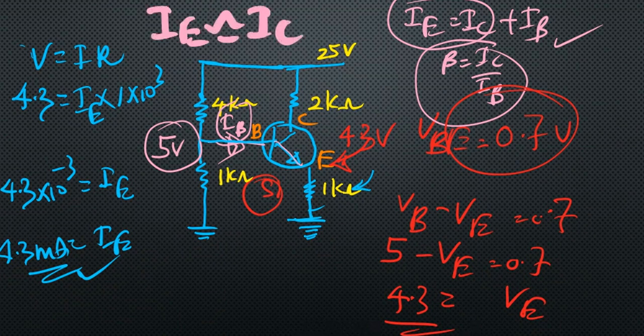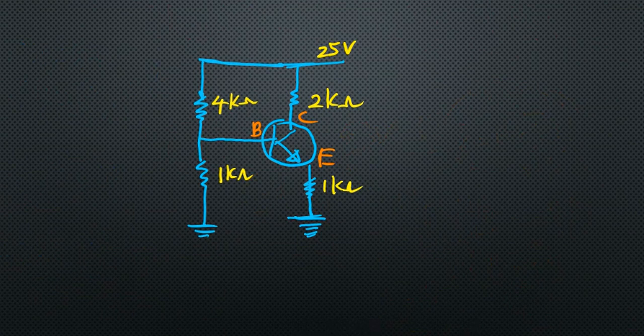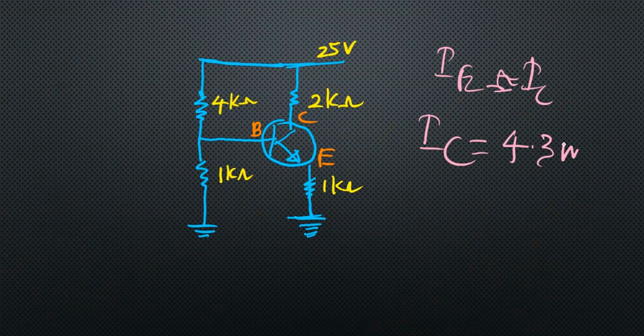Right, in these cases, you know what we have to do is take IE approximately equal to IC. So you know the answer now. We have to take IE approximately equal to IC. That means IC equals 4.3 milliamperes, just as IE.